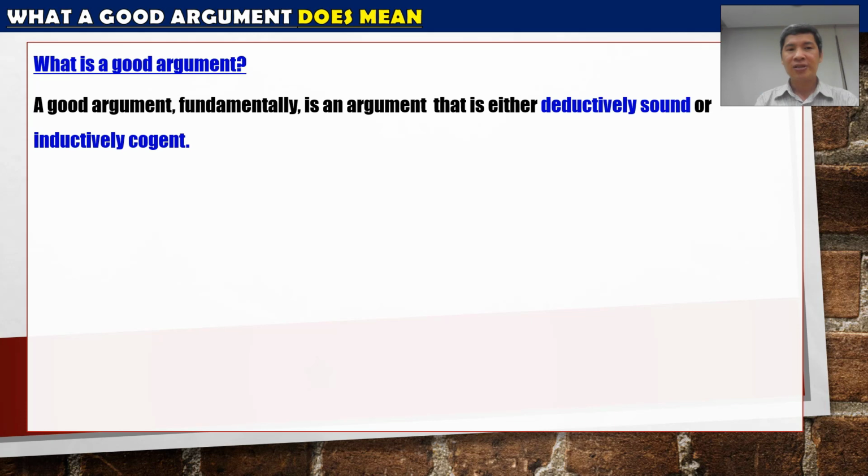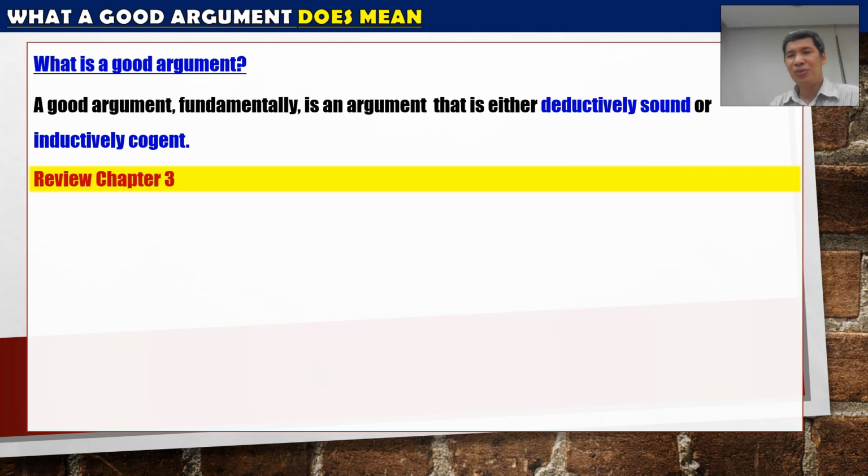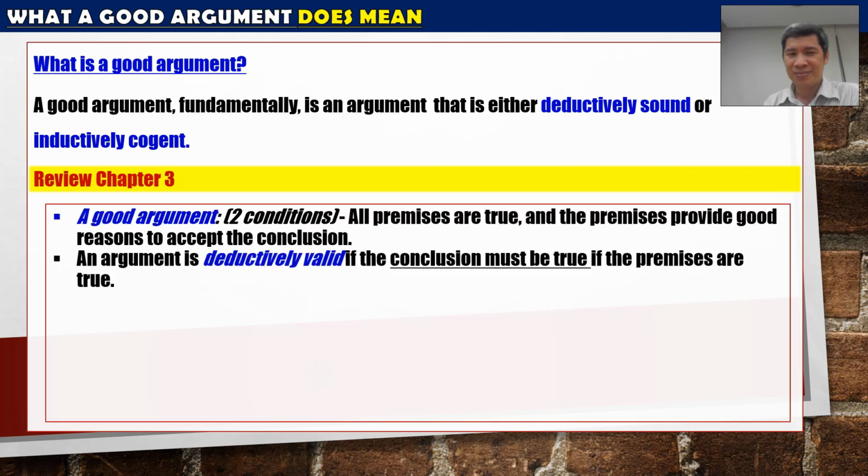Right? So a good argument, in fact, according to what we have learned, should be either deductively sound or inductively cogent. We have learned this already, is it right? Review chapter number 3 that you can see. A good argument should have the conditions: the premises are true, and the premises provide good reasons to accept the conclusion.